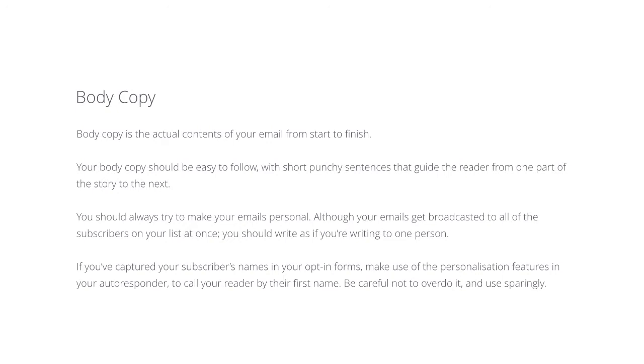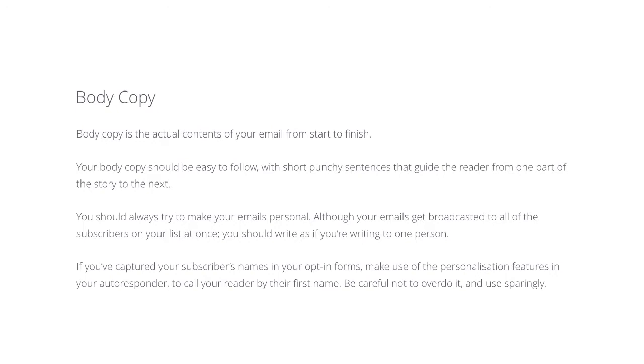Your body copy should grab your readers by the eyeballs and glue them to the screen, where each sentence builds up anticipation for the next. It should be easy to follow with short, punchy sentences that guide the reader from one part of the story to the next. You should always try to make your emails personal, and always remember, although your emails get broadcasted to all of the subscribers in your list at once, you should write as if you're writing to one person.